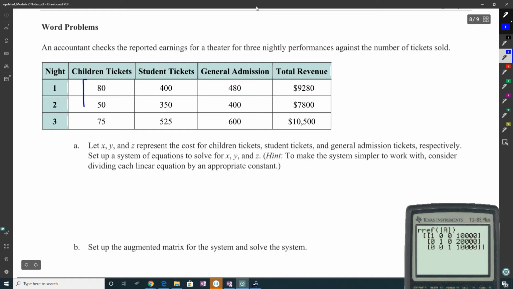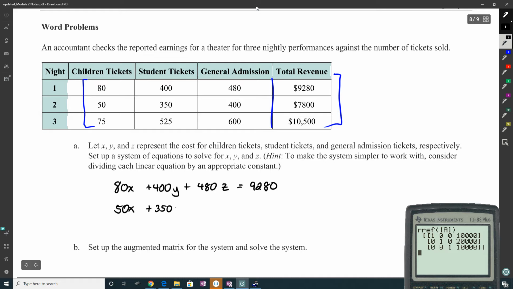Bam, there it is. So let X, Y, and Z represent the cost for sales. And so if I look at each equation, the first one is 80x plus 400y plus 480z is equal to 9,280. Then I have 50x plus 350y plus 400z is equal to 7,800. And then 75x plus 525y plus 600z is equal to 10,500.